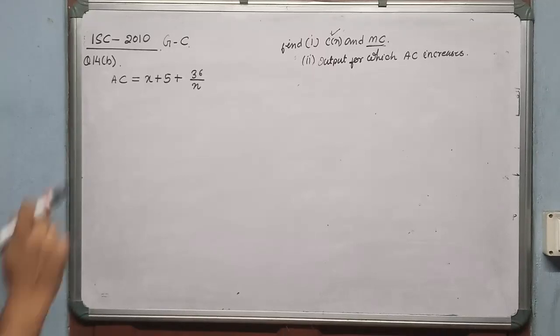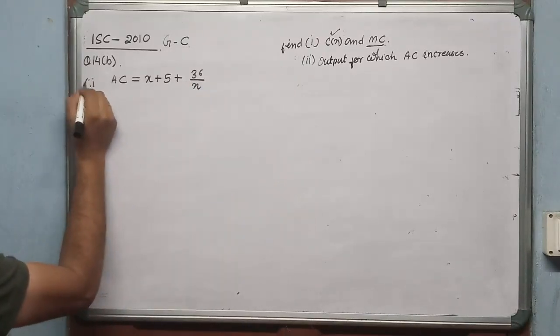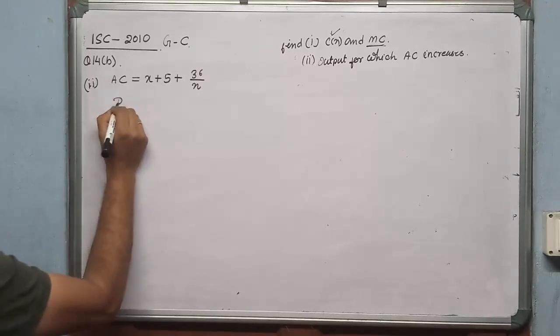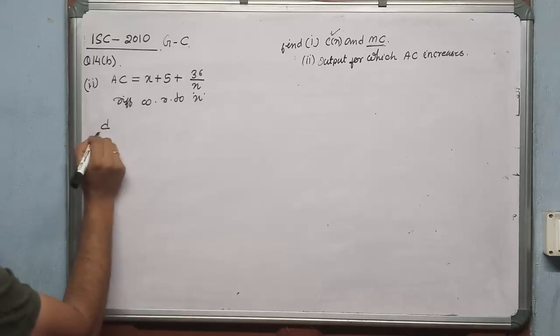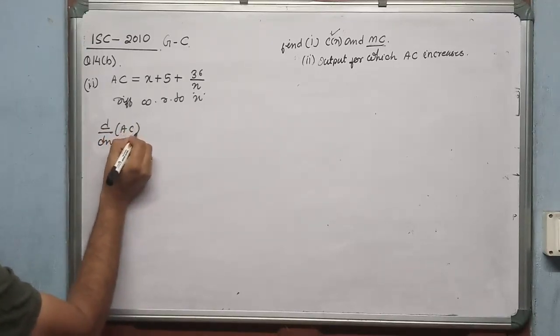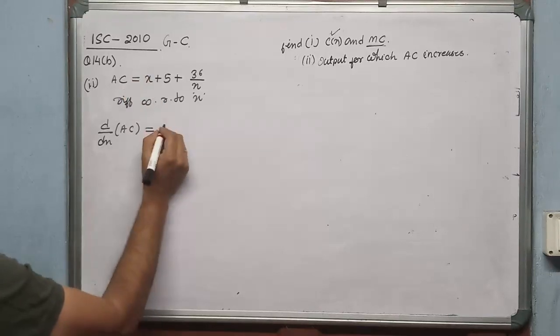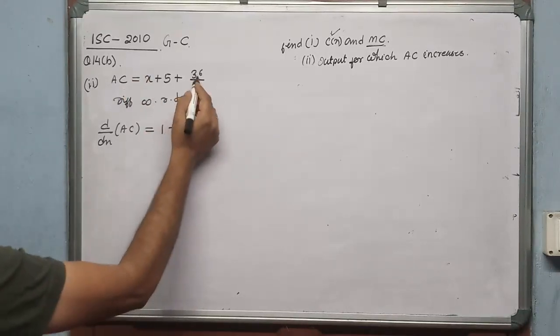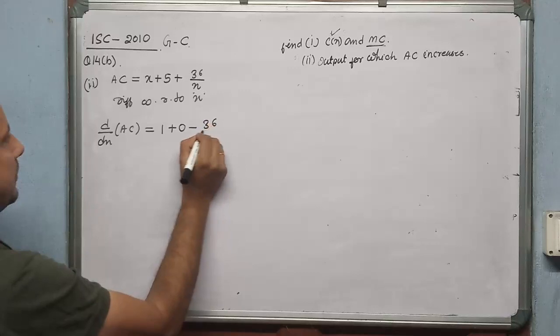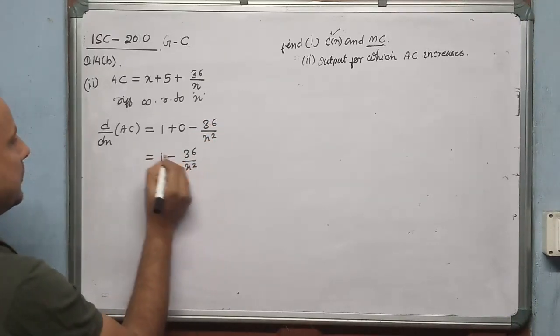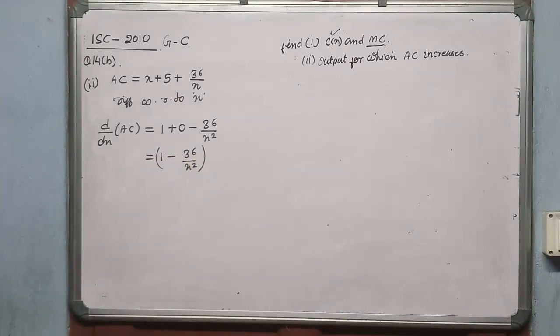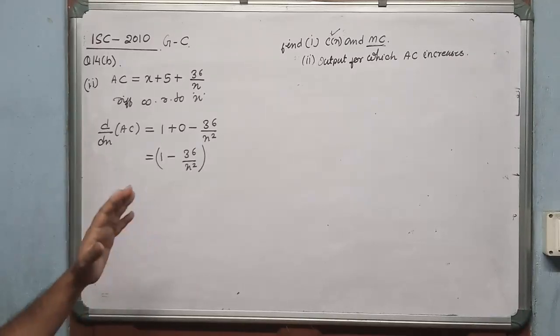Now we have the average cost equation, the second part that I am going to prove. To prove this is increasing means you have to differentiate. Differentiating with respect to x, then dy by dx of AC is equal to derivative of x is 1, derivative of 5 is 0, and derivative of 36 by x is minus 36 over x square. Now then we'll calculate the interval of x. And what is x over here? x is the number of units of commodities. Number of units of commodities can be 0 but cannot be negative.